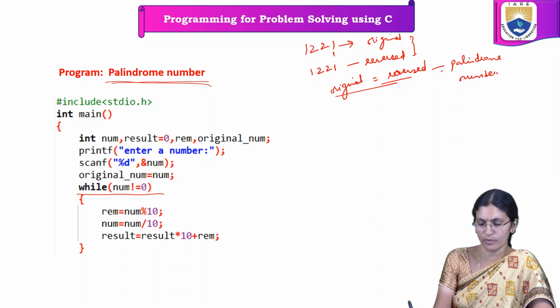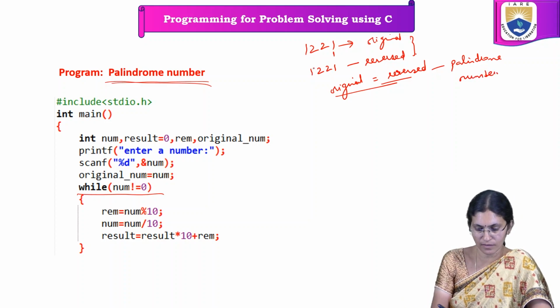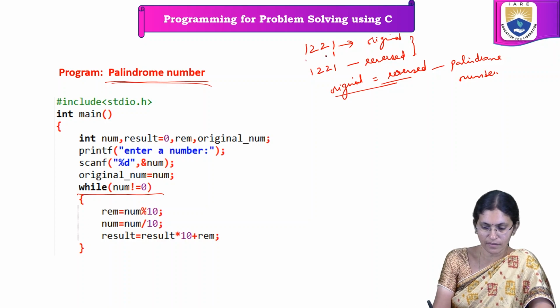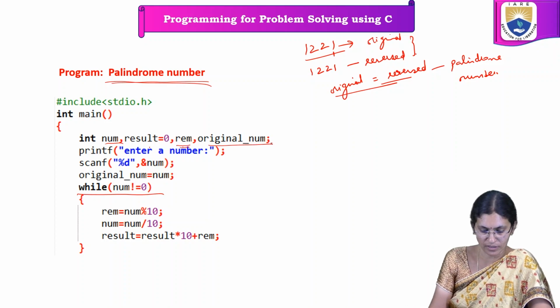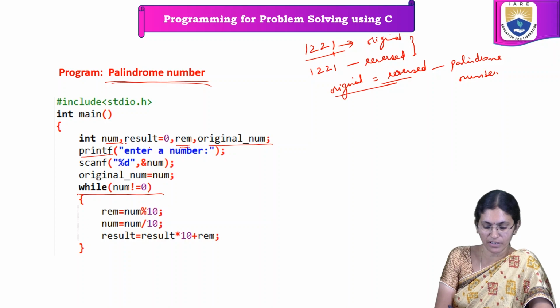So this is a palindrome number. Now let us see the program for this palindrome number. Here we have declared variables num, result, rem, which stands for remainder, and original number. In this printf statement, "Enter a number", you'll get the output as "Enter a number" when you execute this program.